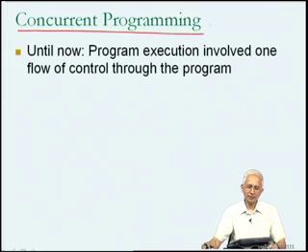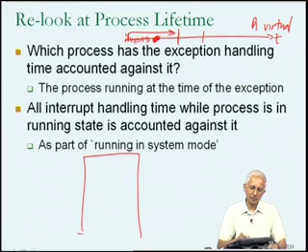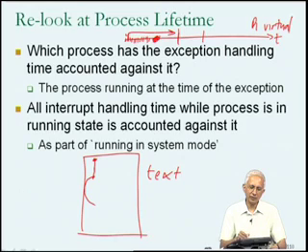Now, let me just remind you that until now in this course, whenever we talked about program execution, for the most part we were talking about a program in which there was one flow of control. What I mean by that is, if I looked at the program as, let's say, just its text, then one flow of control means that the program execution starts at some point, then it goes to the next instruction, then the next instruction, then maybe there's a control transfer, it goes to a function call, it executes the function call, then maybe it transfers control back.